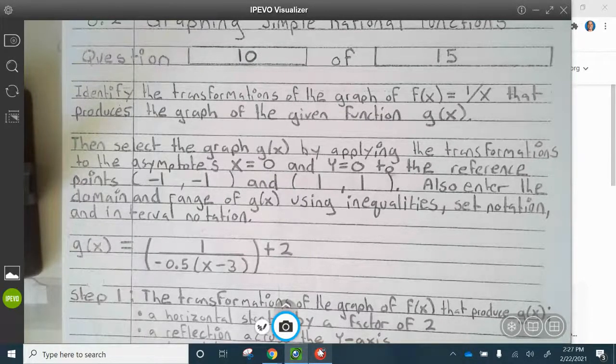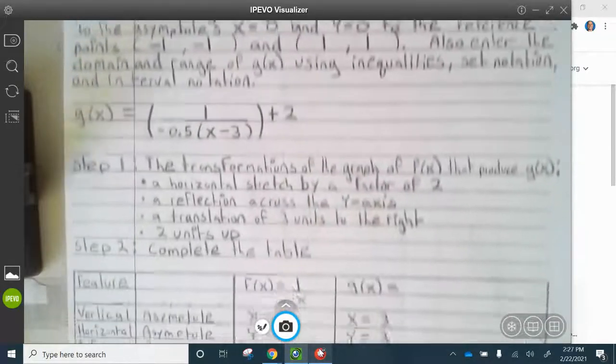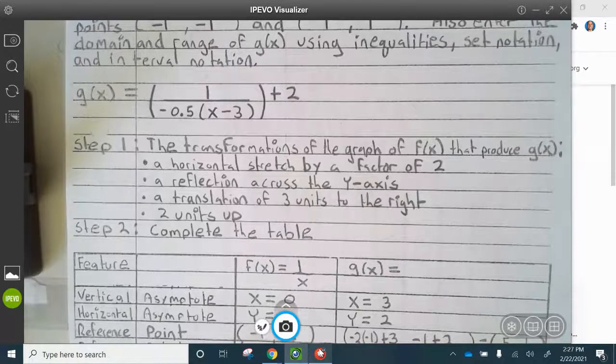Step 1. The transformations of the graph of f of x that produce g of x are a horizontal stretch by a factor of 2, and that's because of the 0.5. The reflection across the y-axis, that's because of that negative right there. The translation of 3 units to the right, that's because of this right here. And then up 2 units is because of that. All right. Step 2, complete the table.